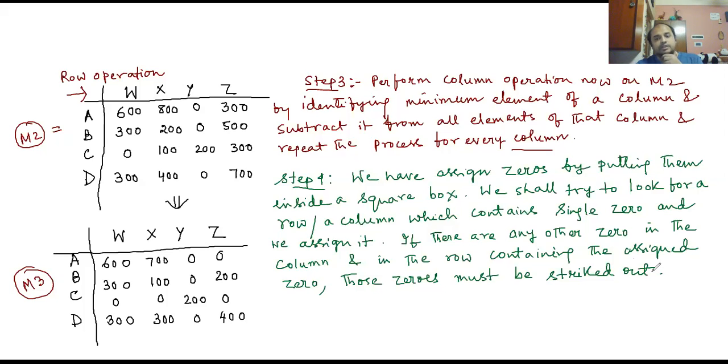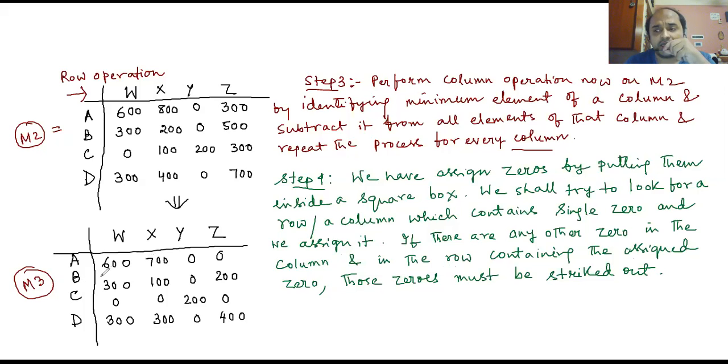Okay, so this is my step number 4. So I'm going to apply my step number 4 to the given matrix. Okay, so how to do it? I'm going to scan the matrix M3 in such a way so that I have to find a row or a column which contains a single 0. But I shall not do it haphazardly.